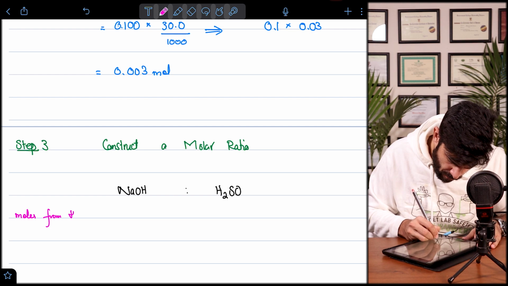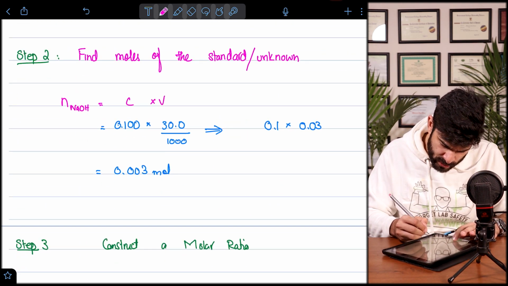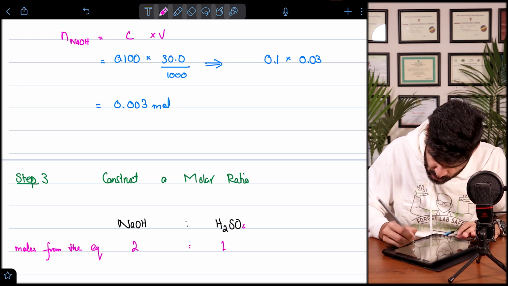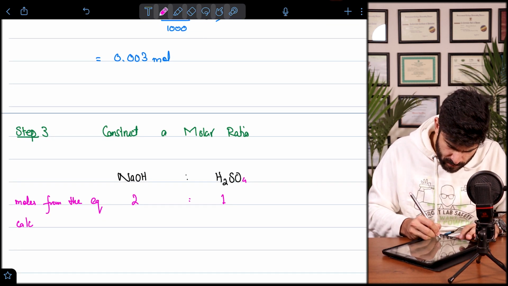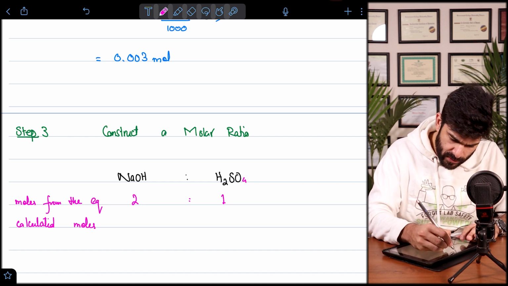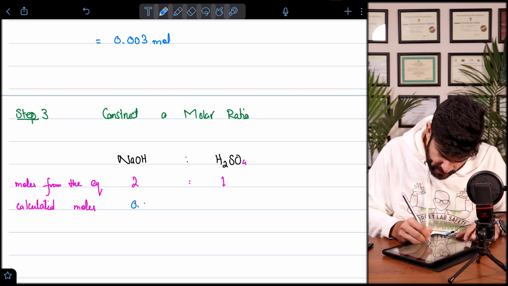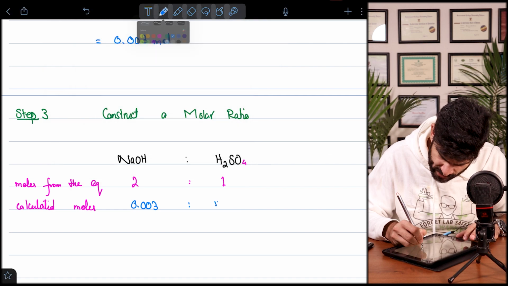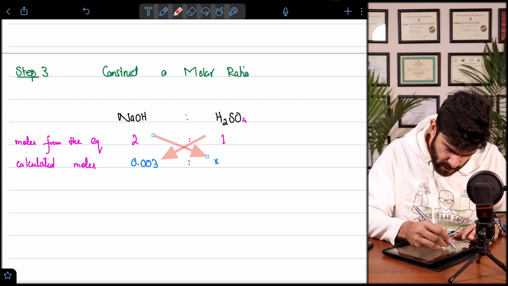Moles from the equation. How many moles of NaOH do we have? 2. And moles for H2SO4? It's 1. So these are the moles from the equation. Now calculated moles, or moles from the question. We have the moles of NaOH here. This is 0.003. Now what you're going to do, just like a ratio method, is cross multiply both the values.